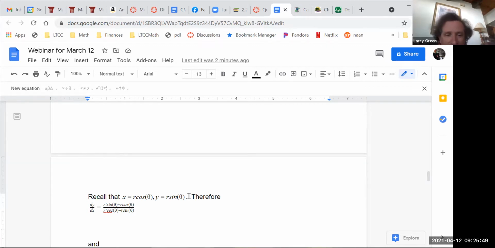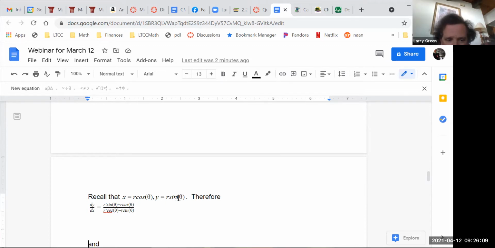Yeah, it's like a T. So these are parametric equations. And the great thing is, if we think of this as parametric equations, we already know how to find dy/dx, because dy/dx is dy/dt over dx/dt, or in this case, dy/d theta over dx/d theta.